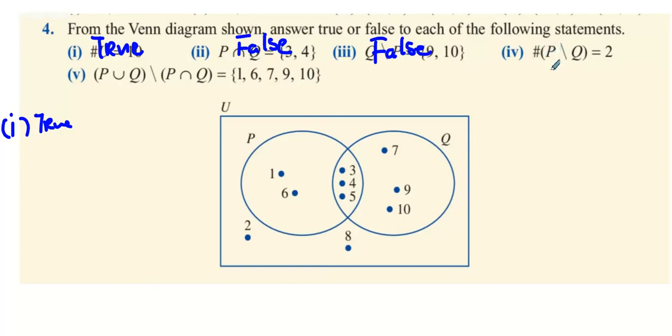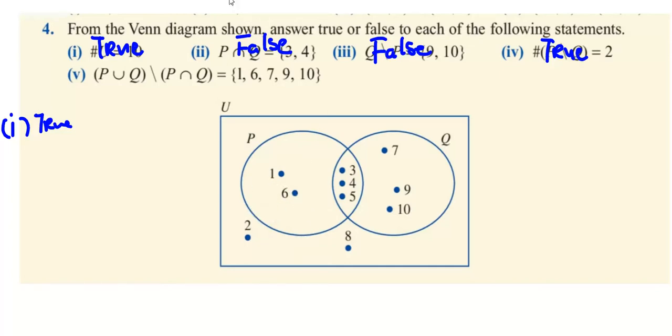The amount of objects in P, everything in P that's not in Q, amounts to 2 objects. Well, it's 1 and 6, which is 2 objects, so true. That's everything in P that's not in Q is 2 objects. That is true. Okay, next one.